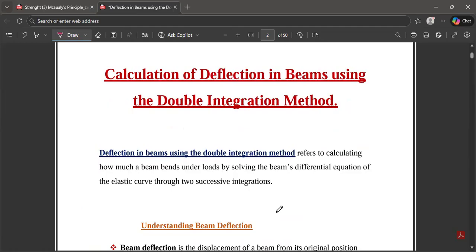Effective depth should go with effective thickness. Exactly. All right, let's proceed.